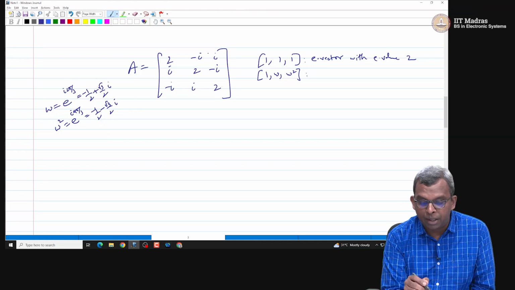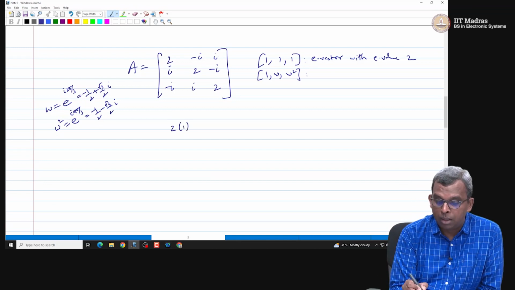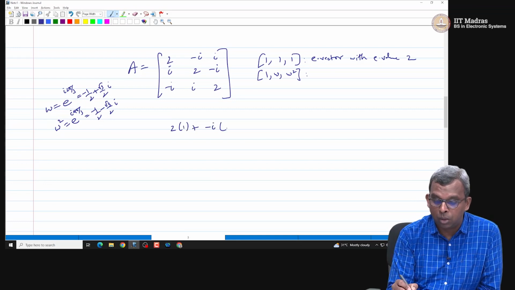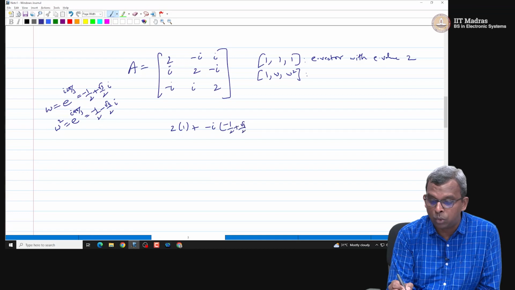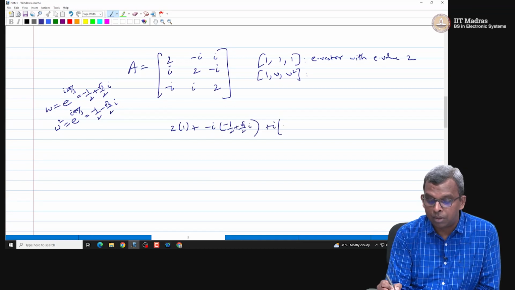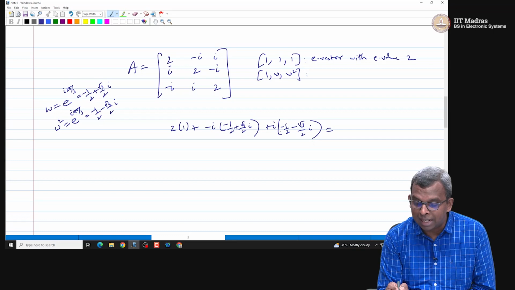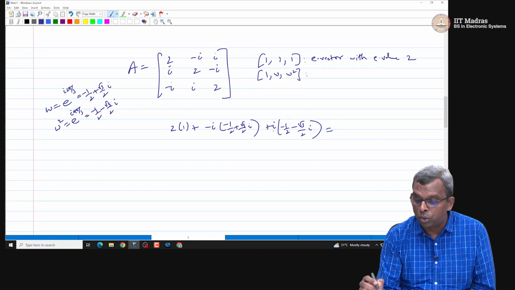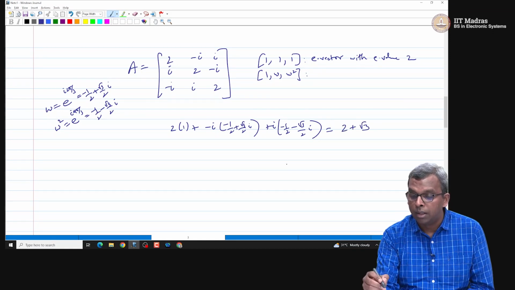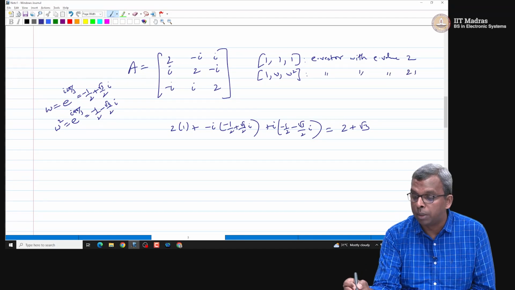So you're going to multiply 2 times 1 plus minus i times omega, which is minus half plus root 3 by 2 i, plus i times omega squared, which is minus half minus root 3 by 2 i, and this is going to be equal to, notice how these cancellations will happen. This part will cancel when you multiply the half and the minus half, and the other part will give you minus i squared and a minus i squared here. So both of them will become root 3, so you get 2 plus root 3. Okay. So this is an eigenvector with eigenvalue 2 plus root 3.